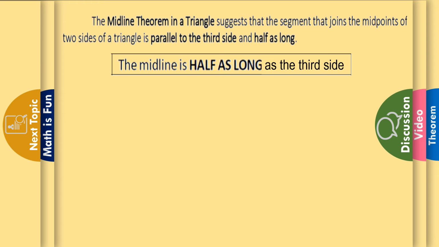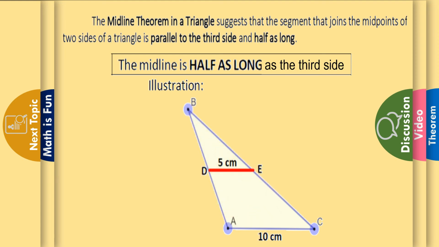Another one, the midline is half as long as the third side. Considering our example a while ago, if the third side measures 10 cm, AC is 10 cm, we just have to divide it by 2, and we will get the measure of the midline. So 10 divided by 2, the measure of the midline will be 5.